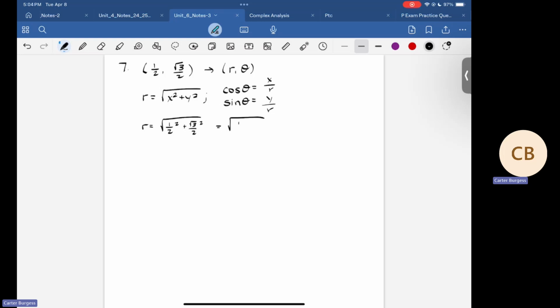which is the square root of 1/4 plus 3/4, which is just going to be 1. Dividing by 1, r might as well not be there, and so for cosine of theta, I get that this is 1/2, and for sine of theta, I get that this is root 3 over 2. This is a unit circle angle, so this theta, in this case, is going to be pi over 3. And so our point is the point 1 and pi over 3.